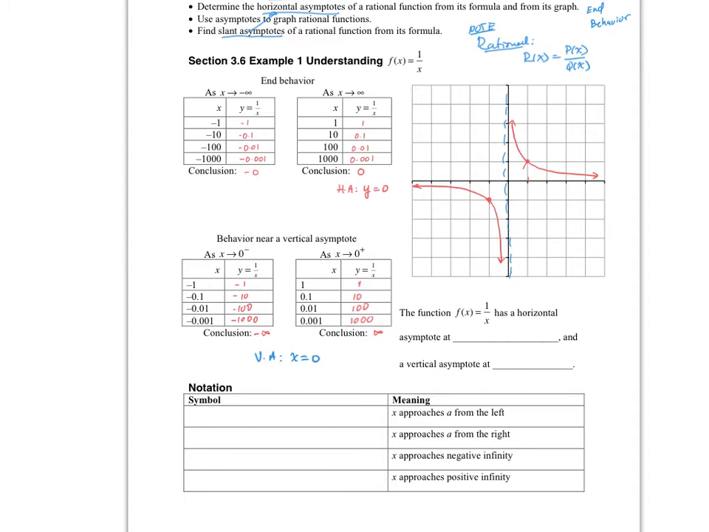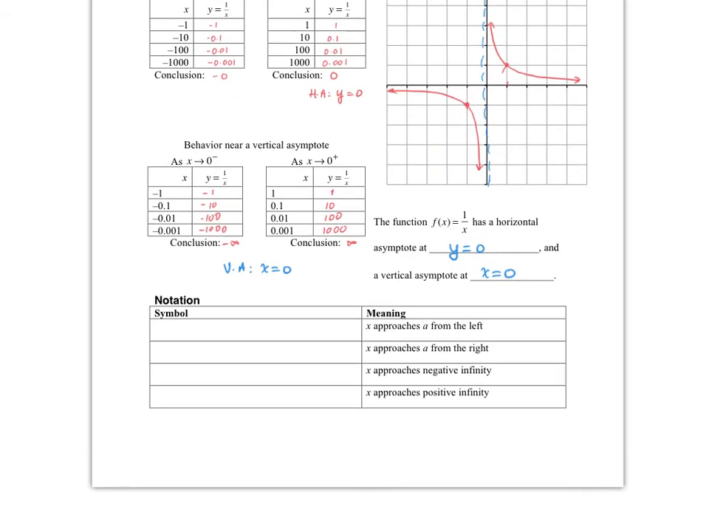So now let's just rewrite what we just found. It says the function f(x) has a horizontal asymptote of y equals 0, and a vertical asymptote of x equals 0. Now I just use this notation, but just to be clear, this means x approaches 0 from the left.